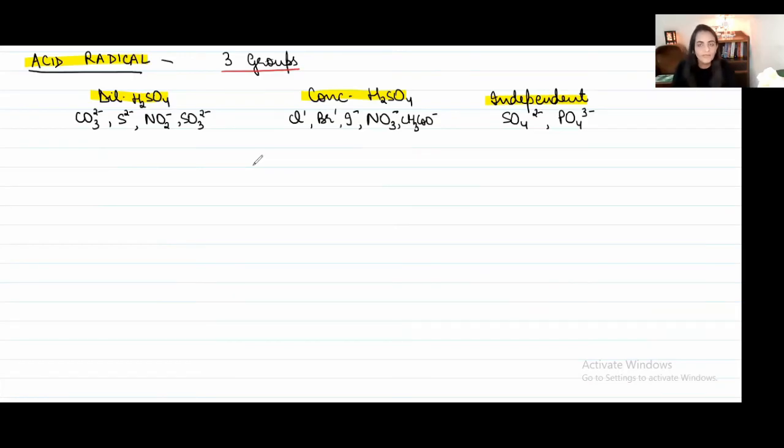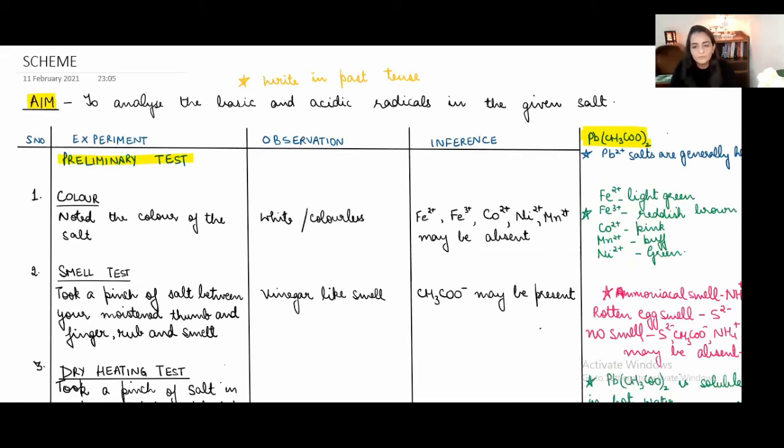And now I'm going to share with you how to record your practical file. I'll just give you a brief idea of how to put this in the form of an experiment in your lab manuals. So you are going to start with writing the aim: to analyze the basic and acid radicals in the given salt.